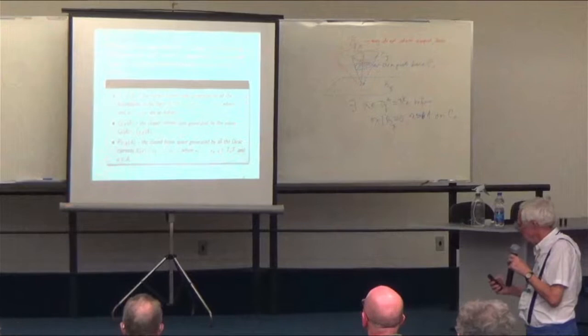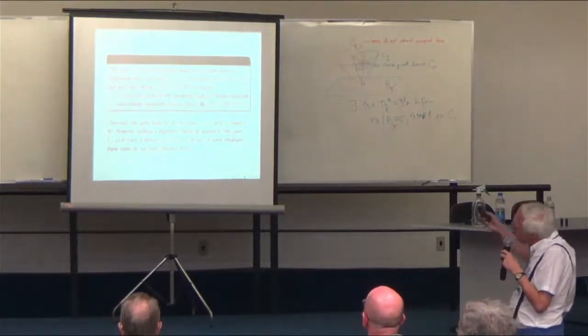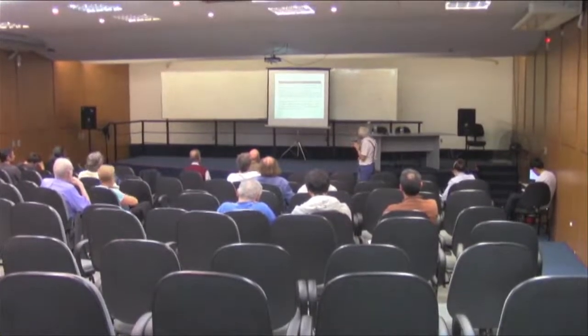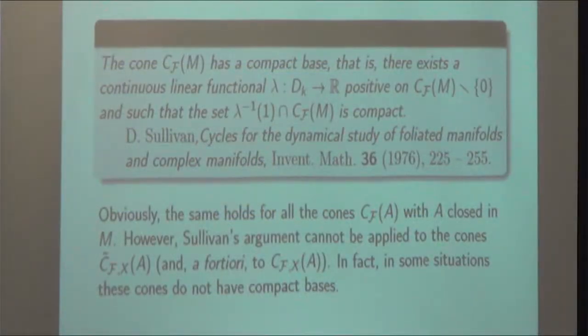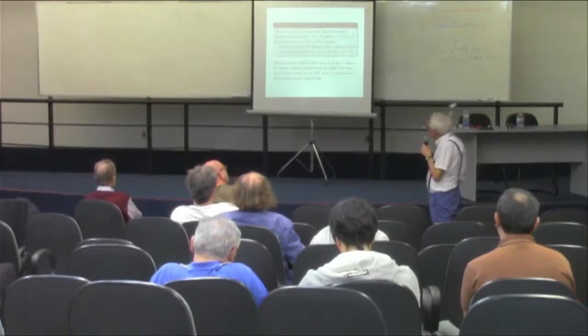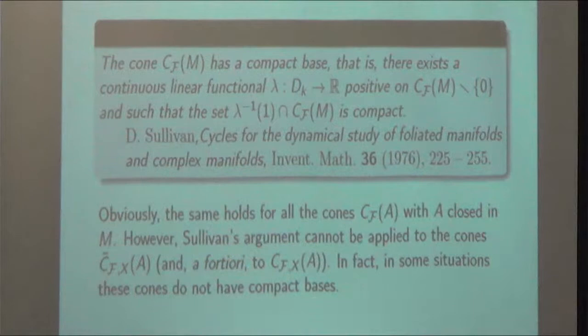Now, somehow back to almost the very beginning: the cone CF has a compact base. That is, there exists a continuous linear functional, like I wrote here, positive on the complement of 0, such that the inverse image of 1 intersected with this cone is compact in the space of all the currents, which have some topology. Obviously, since this holds for the whole M, it holds for closed subsets of M. But this argument cannot be applied to the cones depending on X.